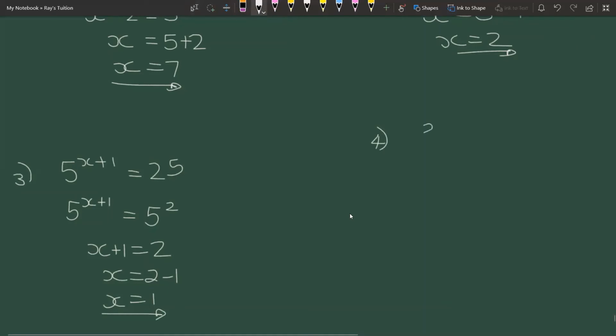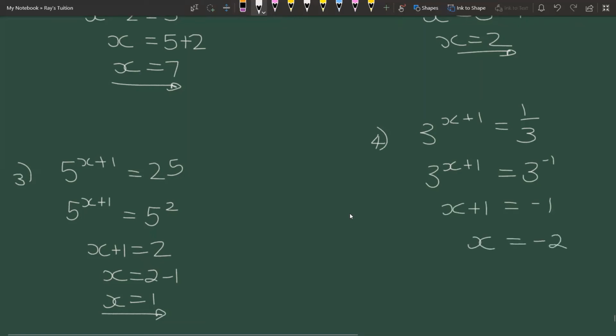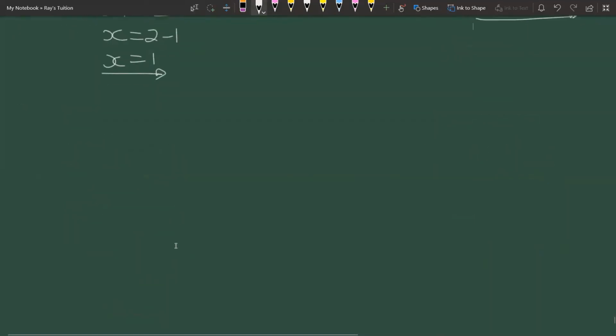The fourth question has 3^(x+1) = 1/3. How do we get a fraction to have the same base? Well, we know that we're going to have to use our exponential laws, and to move the 3 to the numerator, we're going to have to change the sign of the exponent. Now the bases are the same, so we have x + 1 = -1, and then x = -2, which is the negative 1 and the negative 1 when we take it over.